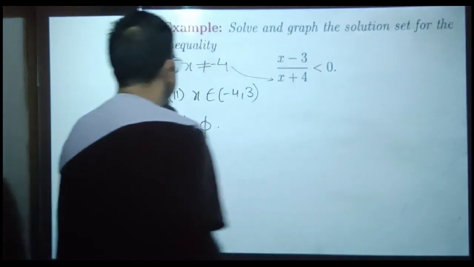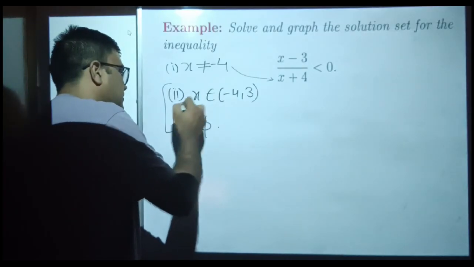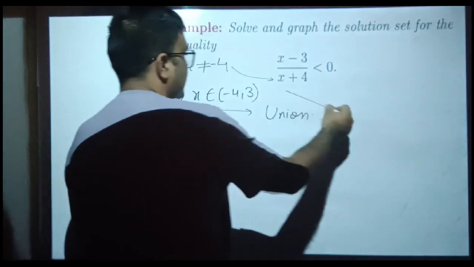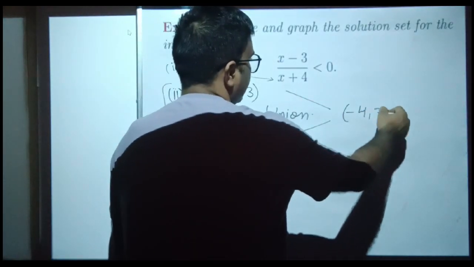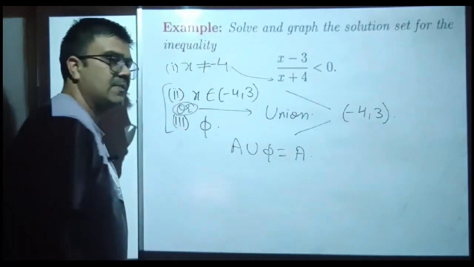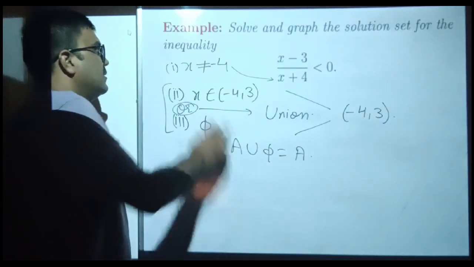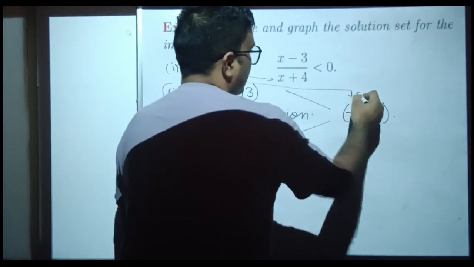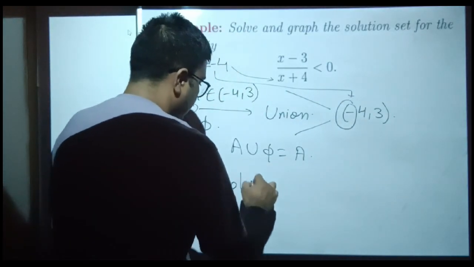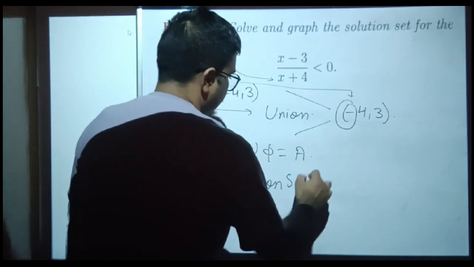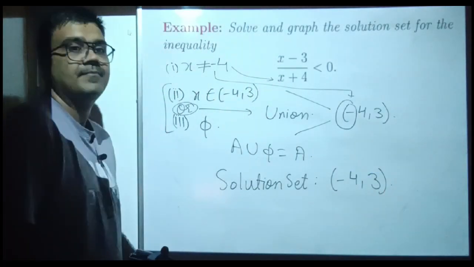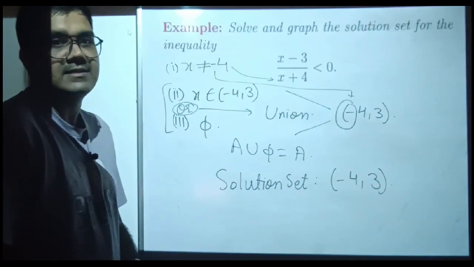Now between these two conditions we were having or, it means whenever we are having or, we are talking about the union of these two sets. It is (-4, 3) union φ. We know that A union φ is equal to A. X cannot be -4. -4 is already excluded over here. Open bracket is there. It means that the solution set in this case is (-4, 3). This is the solution set in this case.